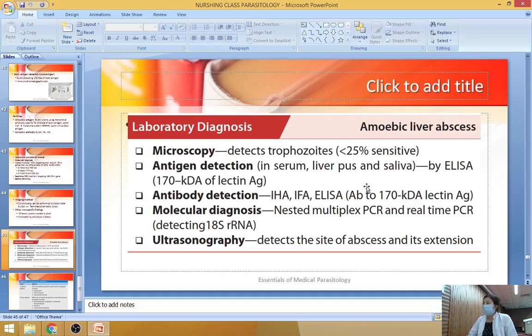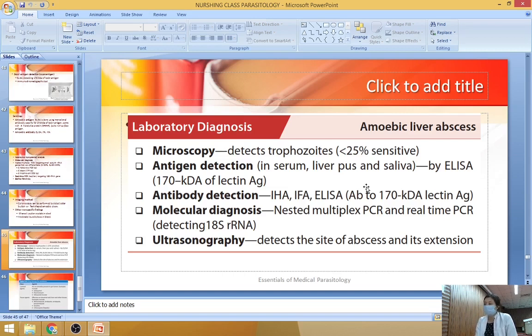Yes, in order to subdue the pain, you can give some drugs to decrease the pain. After that, you have to diagnose it. First of all, microscopy, which will detect the trophozoite, meaning the adult form. Then antigen detection by ELISA. Then antibody detection, like we already know, ELISA, IFA, IHA and all. Then molecular diagnosis like nested multiplex PCR and real-time PCR. PCR means polymerase chain reaction. We can diagnose it this way.